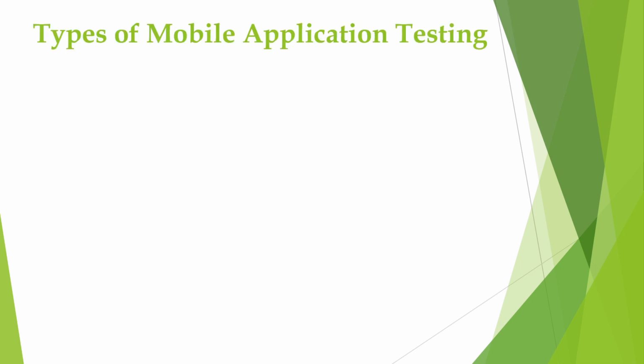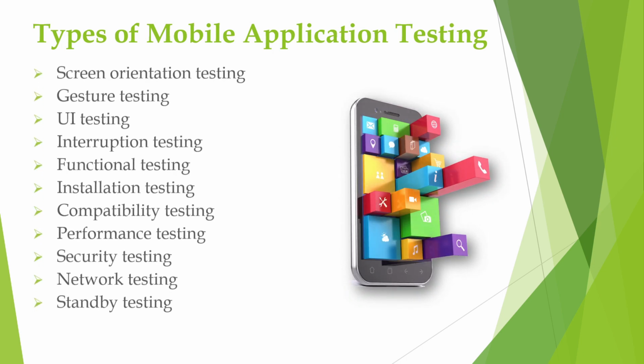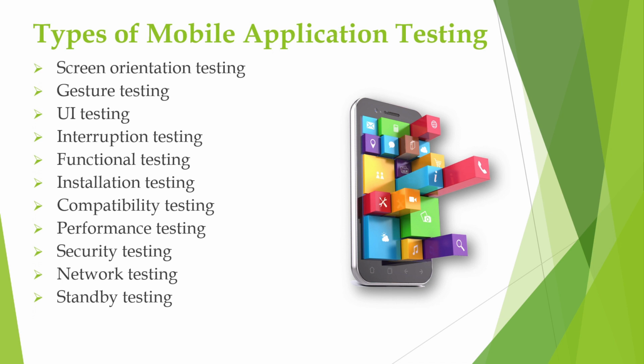Good day to everyone. In this video, we'll see the various types of mobile application testing. We have various types like screen orientation testing, gesture testing, functional testing, UI testing, interruption testing, installation testing, compatibility testing, performance testing, security testing, standby testing, battery consumption testing, memory testing, localization testing, accessibility testing. Like this, we'll be having various types of testing. Now, let us see one by one how these testings are done.